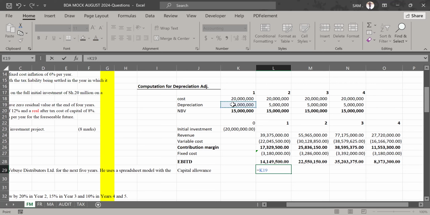You remember the depreciation? That is the allowance. What is the meaning of parenthesis? Parenthesis is a bracket. Just a bracket.